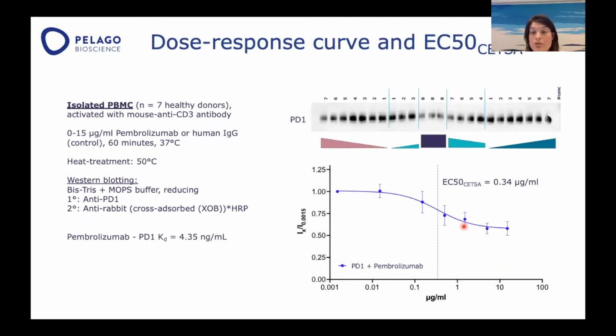This was also followed up by doing a dose response. Just as in the previous experiment, there was a pre-activation with the CD3, and the same time for the incubation, 60 minutes at 37 degrees. We did the heat shock now at 50 degrees. And clearly you can see there's a dose response on the effect on the thermal stability. From this, we could also get the CETSA EC50 of the Keytruda antibody versus PD-1.